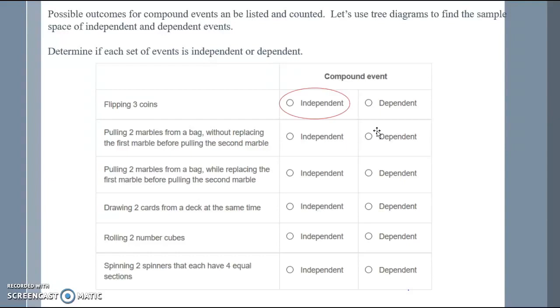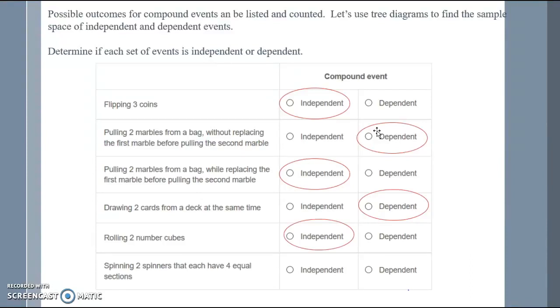Flipping 3 coins is independent, it doesn't affect the second one. Pulling 2 marbles without replacement. Without replacement is our key that it is dependent. Pulling 2 marbles while replacing. This is independent. We have the same amount of marbles the first time as the second time. Drawing 2 cards from a deck at the same time. This is also dependent. Whether it's the same time or one at a time, we're still having the same amount of cards.